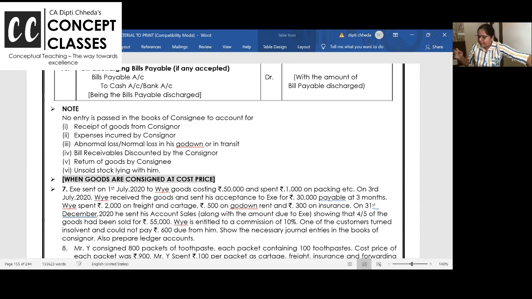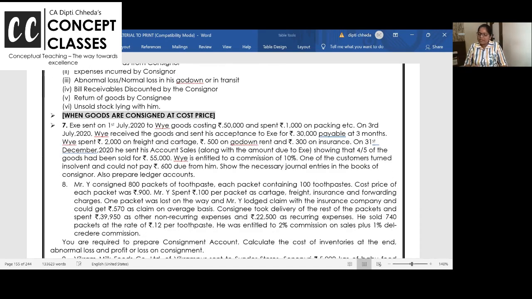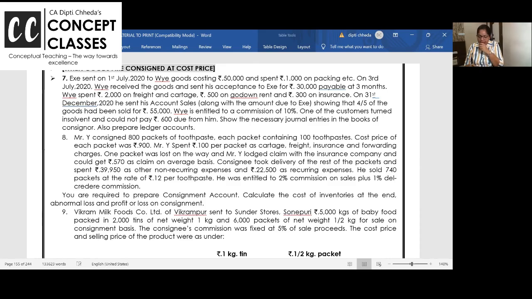And now continuously we are solving some good number of problems. Okay? Let us continue with the 8th problem. Mr. Y consigned 800 packets of toothpaste, each packet containing 100 toothpaste. Cost price of each packet, not each toothpaste, is 900. Y spent 100 per packet as cartage, freight, insurance, and forwarding charges.